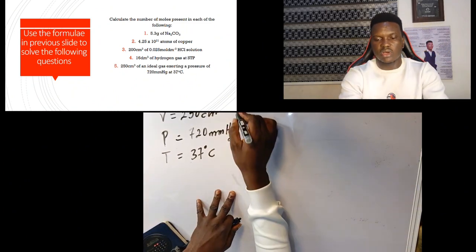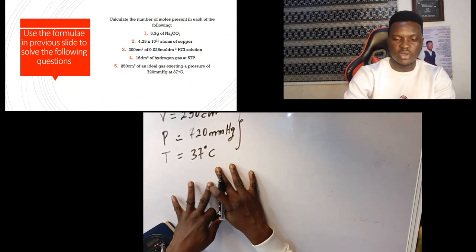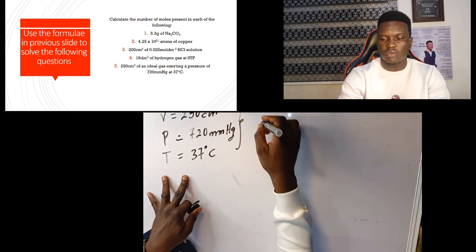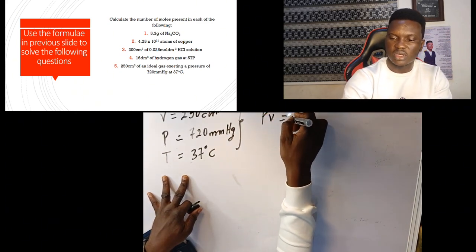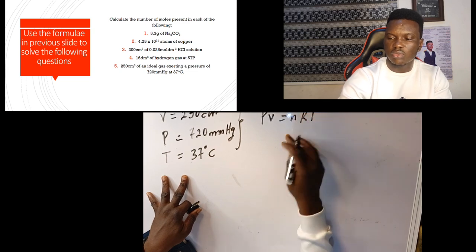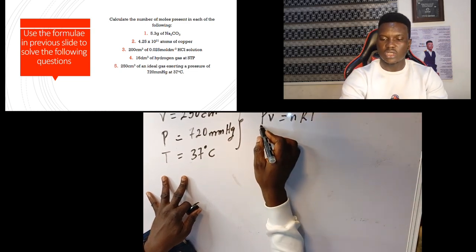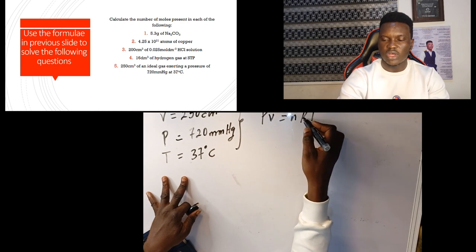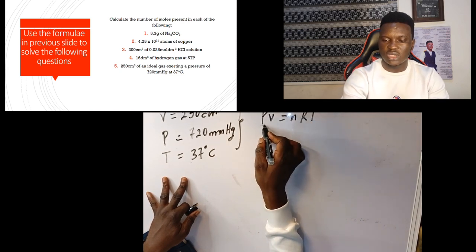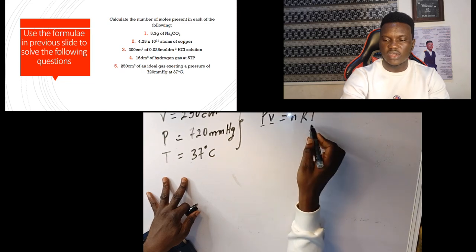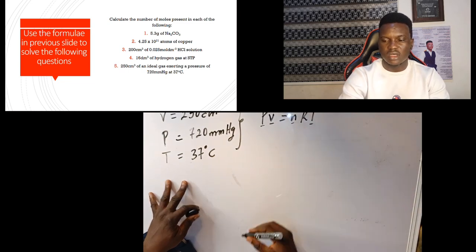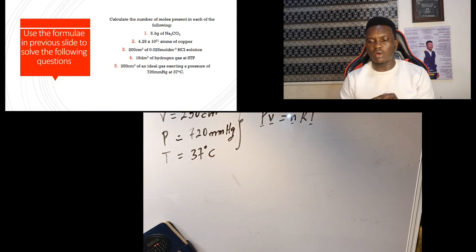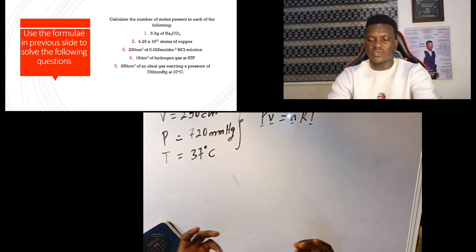I told you something when we were starting, that the most important thing about this equation, whenever you want to use PV equals nRT, is to know the units of R. When you know the units of R, that's what will determine the units of P, V, T, and n. Because if you don't know the units of R, most students used to feel this formula is very simple.